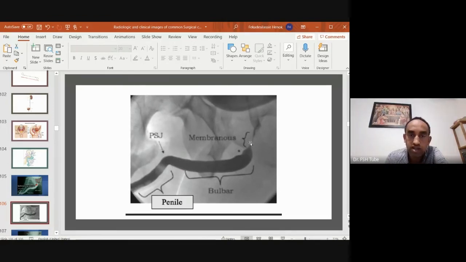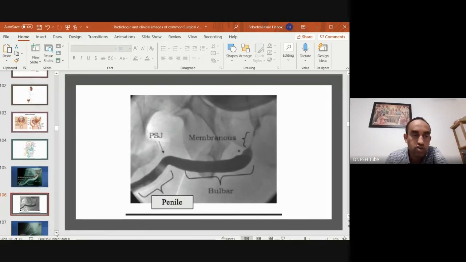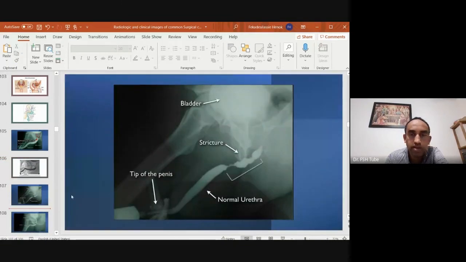So there is definitely some obstruction in the membranous part. I will show you better pictures. You can definitely see there is a stricture over here, right? Normal caliber, smooth caliber, but it's ragged over here. So there is urethral stricture going on here around the bulbar urethra, most probably.